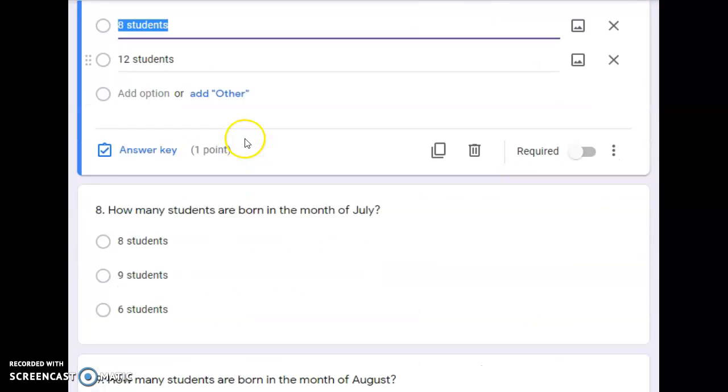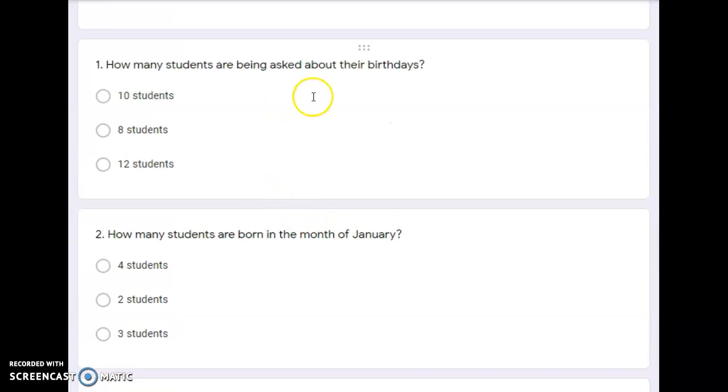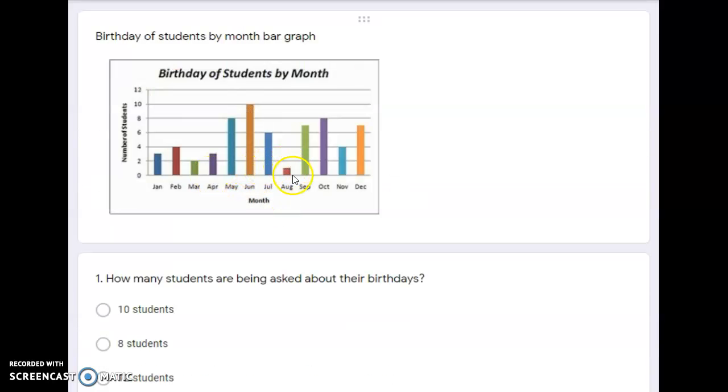Okay, next. 8. How many are born in July? There are 6, right? So, okay, July, August, there's 3. September, 7, October. So what numbers are the same? So January and April, there's 3, right? What else? February and November, there's 4 students who have birthdays for that month.